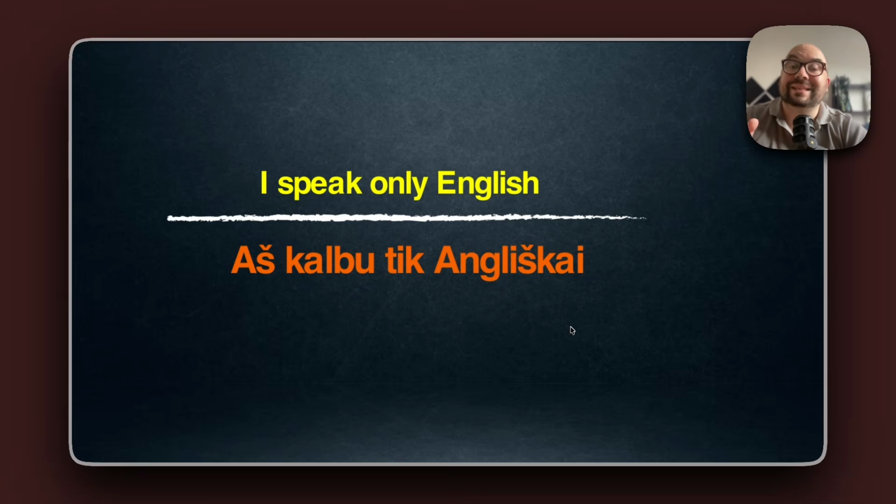Aš kalbu tik angliškai. Again, adverb angliškai. I speak only English. Aš kalbu tik angliškai. Tik, only, right? Aš kalbu tik angliškai, which is not true because you already speak a little bit of Lithuanian, right? Tu kalbi šiek tiek lietuviškai, right?